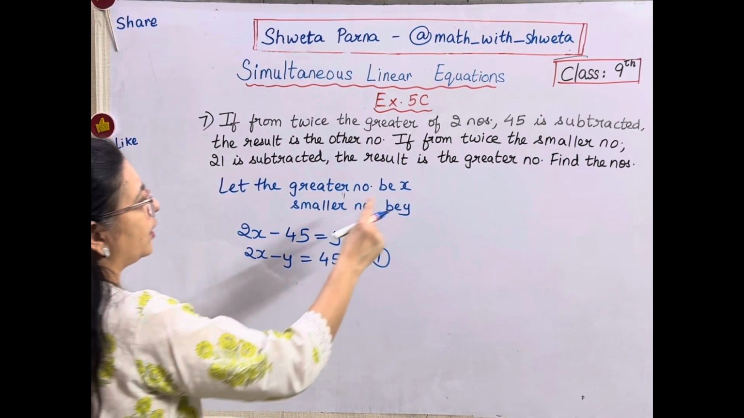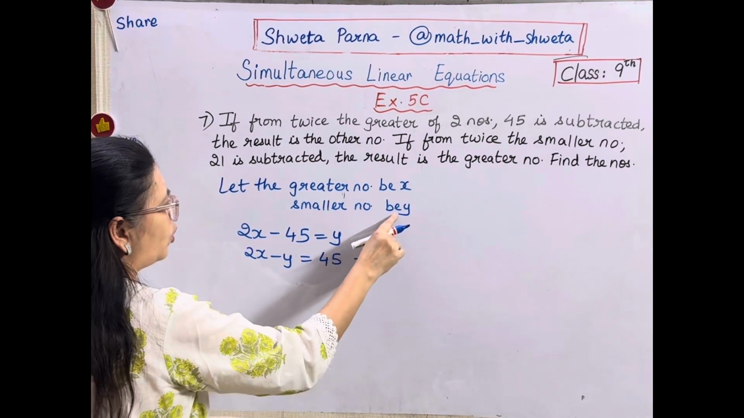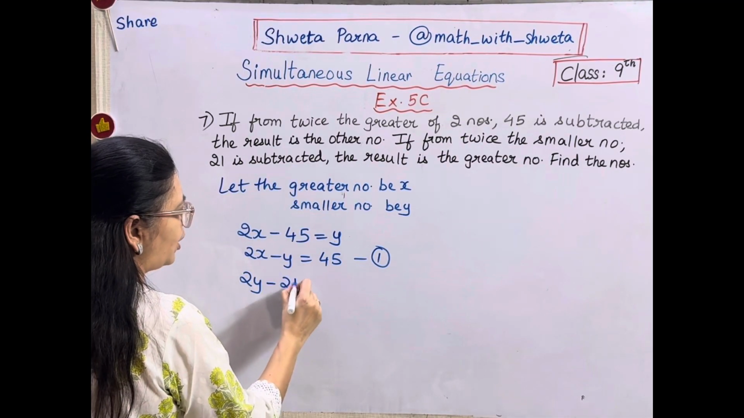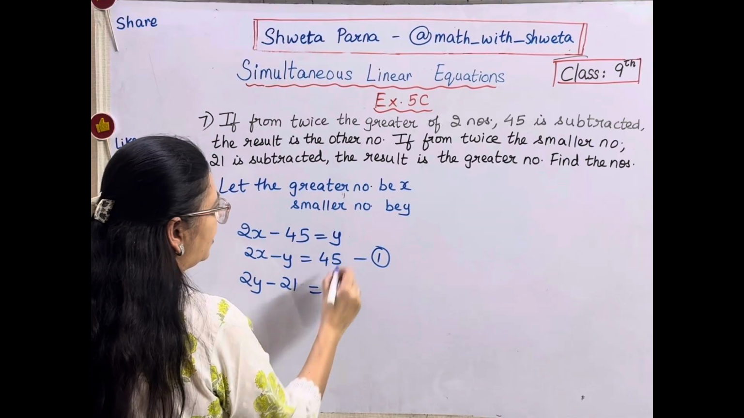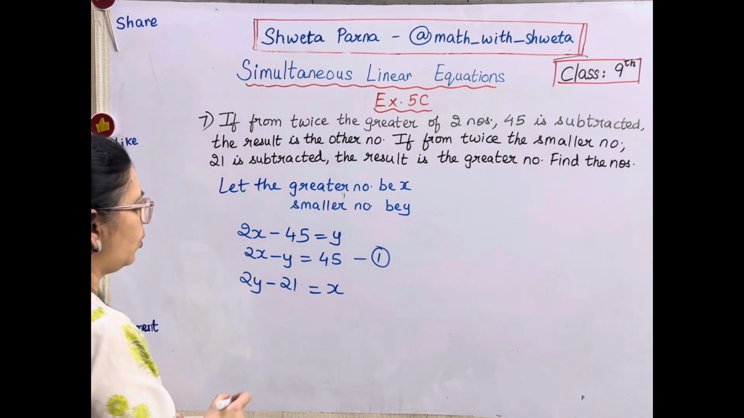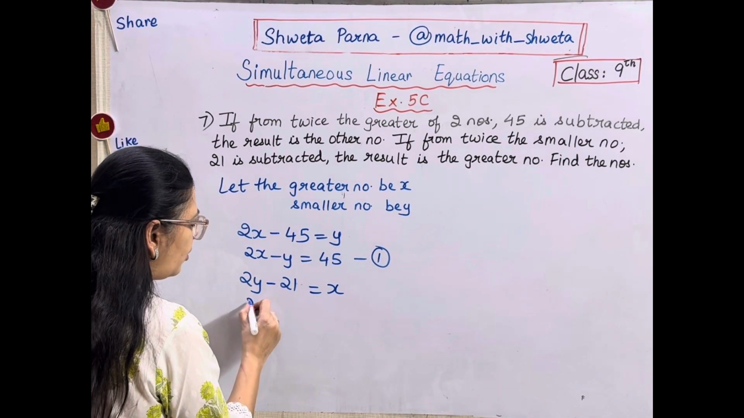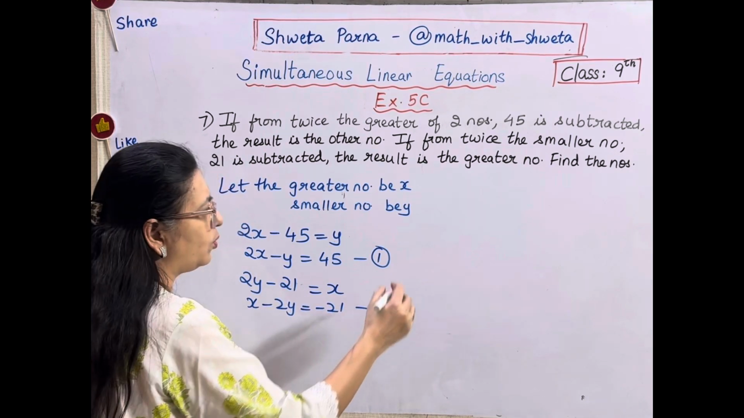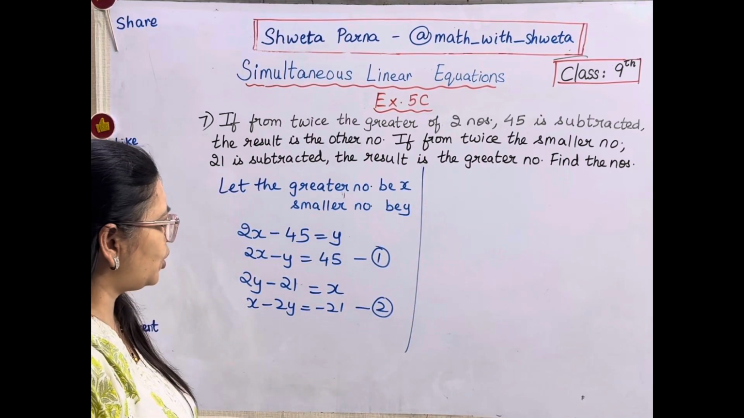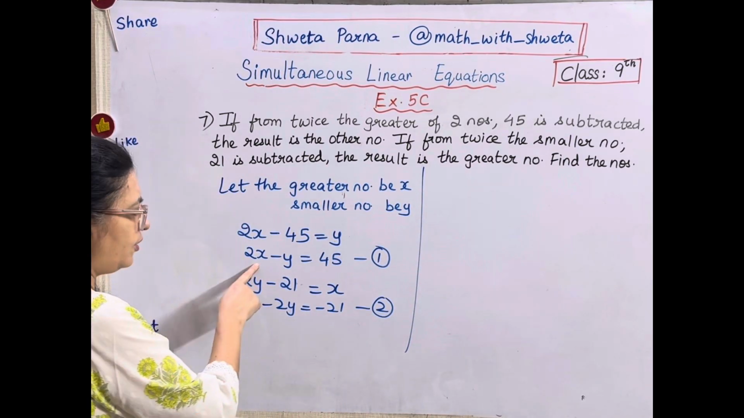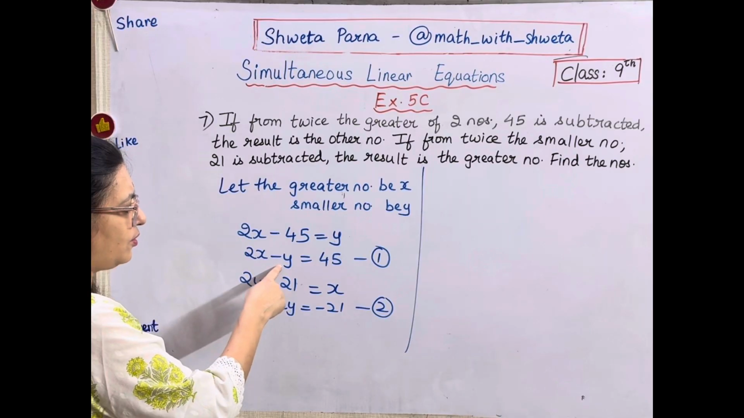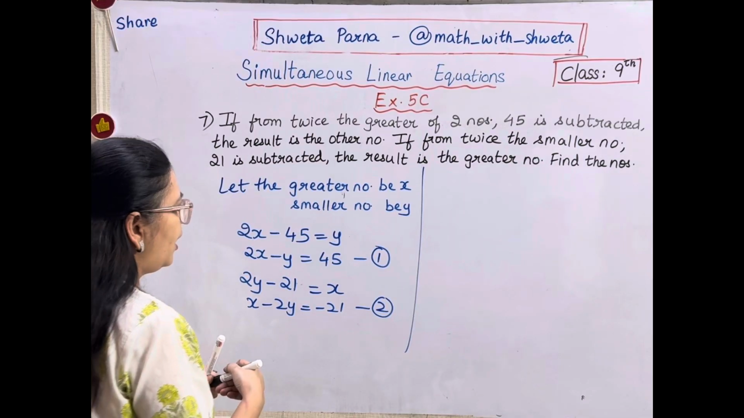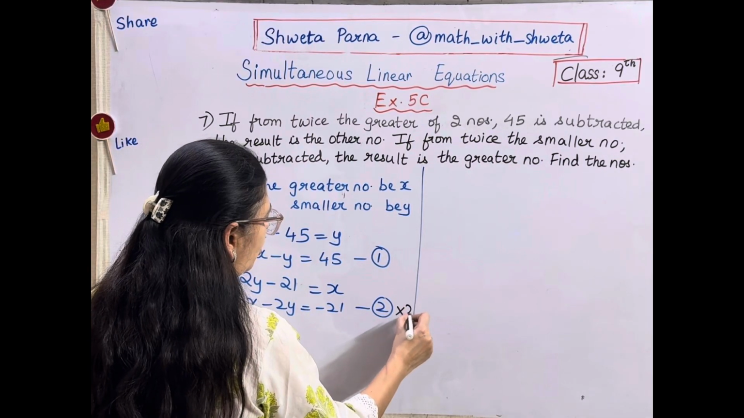Okay. Now second one. If from twice the smaller number, that is 2y, 21 is subtracted. You subtract 21. The result is the greater number. Greater number is x. Okay, so take 2y to this side. So x minus 2y is equal to minus 21. This is equation 2. Yes, we got both the equations. Now see, this is 2x, this is x. This is y, this is minus 2y. You will have to make one of it same. So what I will do, I will multiply here by 2 to make it 2x.